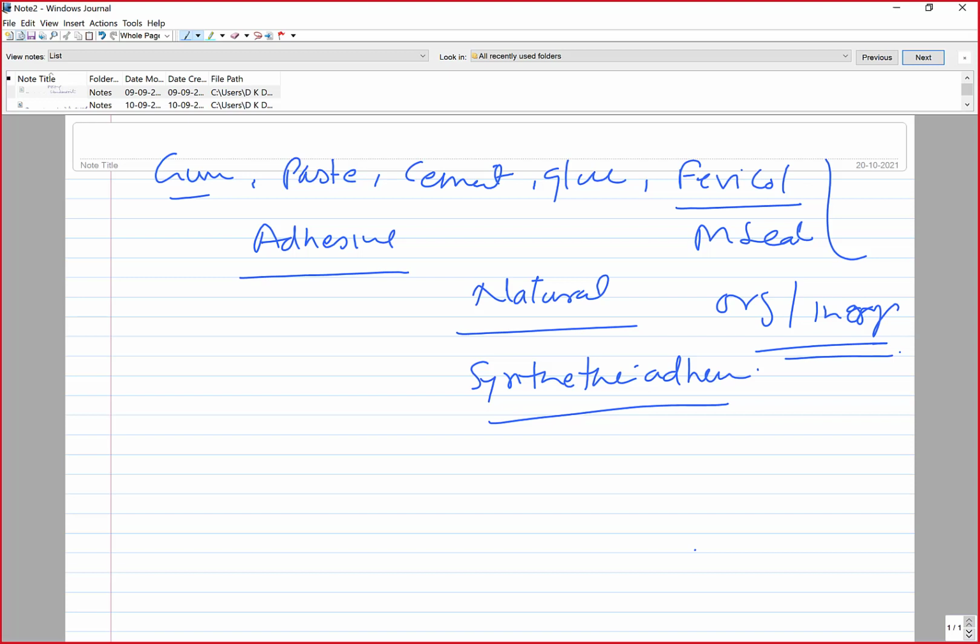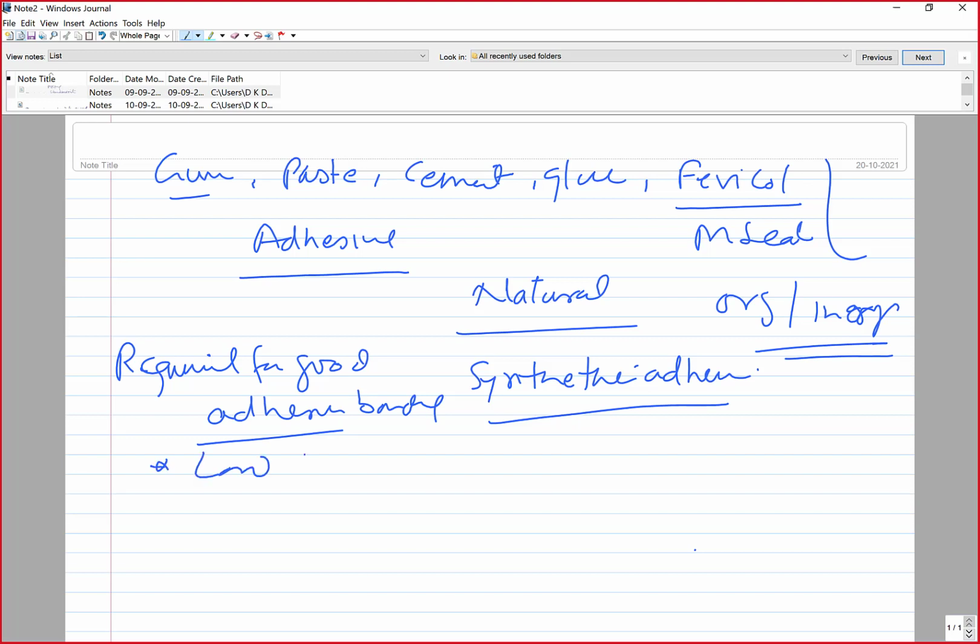What we have to see is that whatever these adhesives are, they must wet the surface and form a good bond. So what are the prerequisites for having a good adhesive joint? You can say requirements for good adhesive bonding. You see the low viscosity or fluidity of the adhesive, so that it spreads and wets the surface. So spreading and wetting is realized.